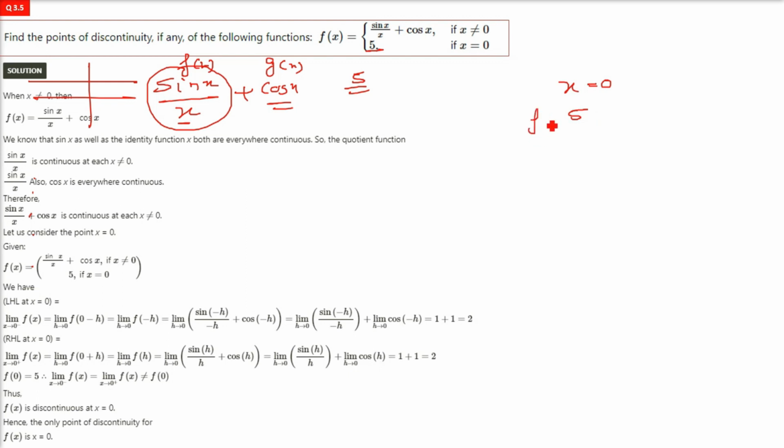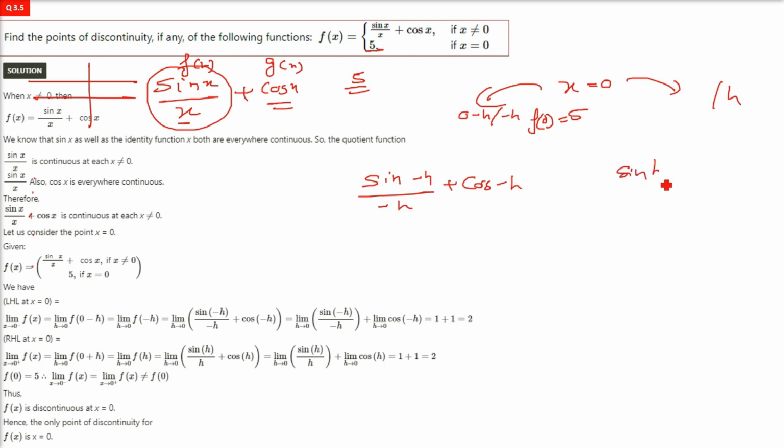So at x equals 0, we have to check. It is already given that the value of the function at x equals 0 is 5. We go left, we go right. So when we go left, we put 0 minus h, and on the right, we put 0 plus h. So this is sin minus h by minus h, I am replacing x by minus h, plus cos minus h. On the right-hand side, you don't have to do anything. It will always be 5.